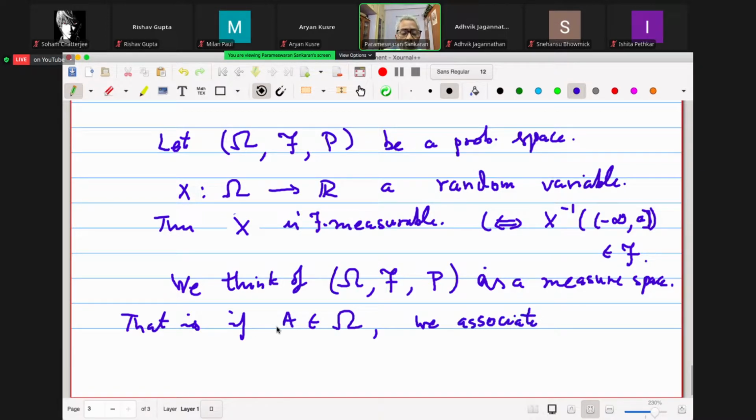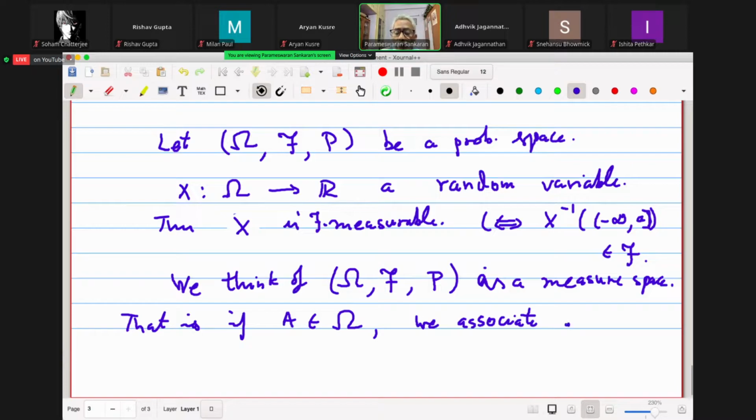So measure of A must be a real number. In fact, for our purposes, it will be a non-negative real number. So you can think of it as content or volume or whatever. So imagine that omega is a subspace of R3, and then you are able to associate something like a volume. And volume of the whole of omega itself is 1. Okay. So that it is normalized in such a manner. In fact, you will see that in a minute.